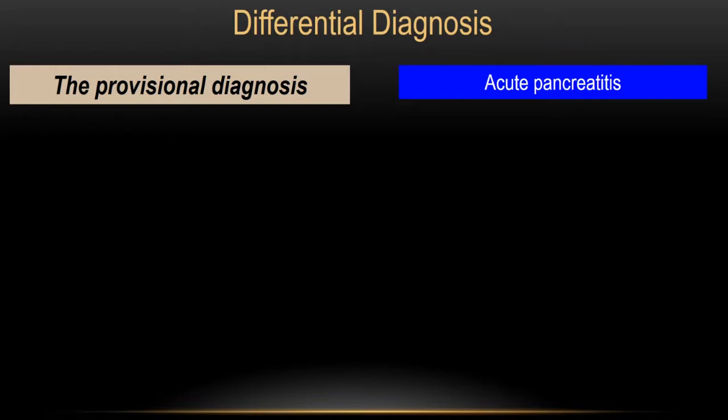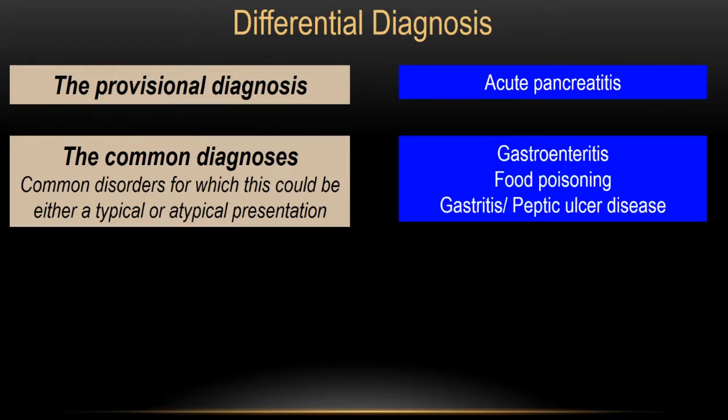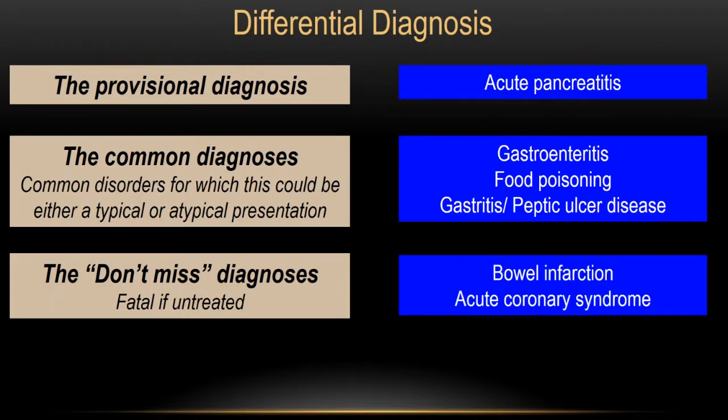And then I should include 2 or 3 common diagnoses that can result in this epigastric pain and tenderness. So maybe gastroenteritis, food poisoning, gastritis, or peptic ulcer disease would be some of the common diagnoses that I would like to include here. Don't forget the don't miss diagnosis. The don't miss diagnoses are dangerous diagnoses that could be fatal if neglected. Like what? Bowel infarction. Yes, it is not very common, but it could be fatal if missed.